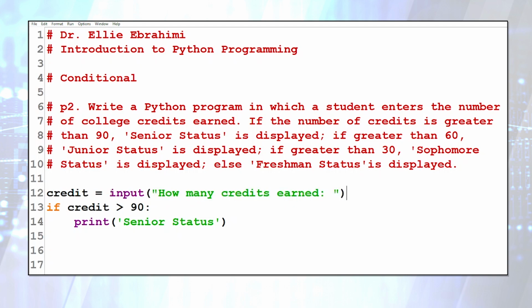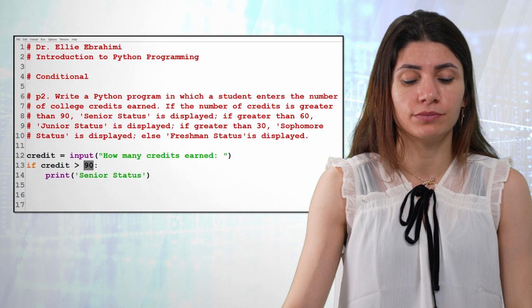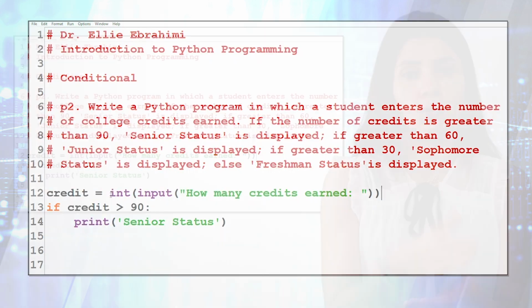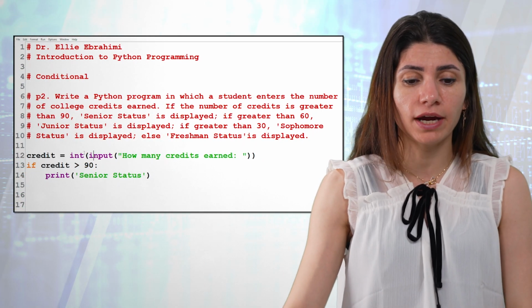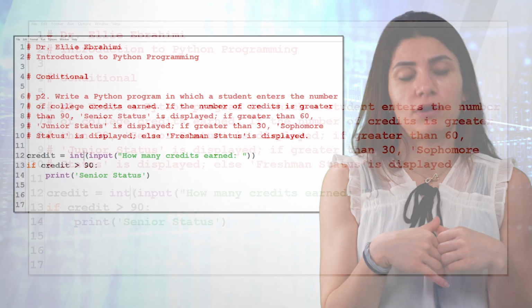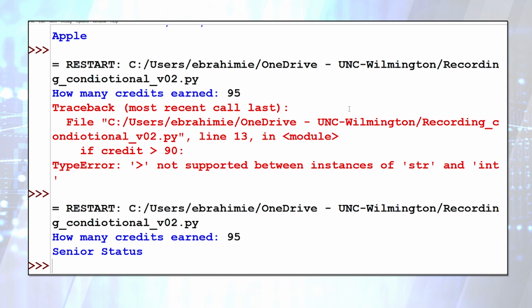But we know we want a number. We want to get that number to be able to compare it to other credit numbers or credit hours, and then decide what status they have. So to do that, I'm going to convert it to an integer value, because credits are going to be integer numbers. You cannot have partial credit. So it's going to be int of input and then the message that you have. If you do that, it's going to convert the number to an integer value first, and then we can do our comparison. So if we run it again and put 95, we should not get that error message anymore. So 95, and here we go. We get that senior standing.